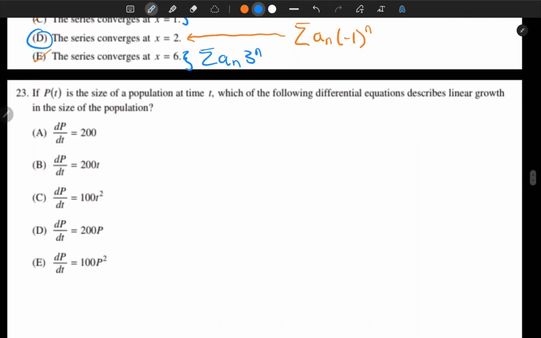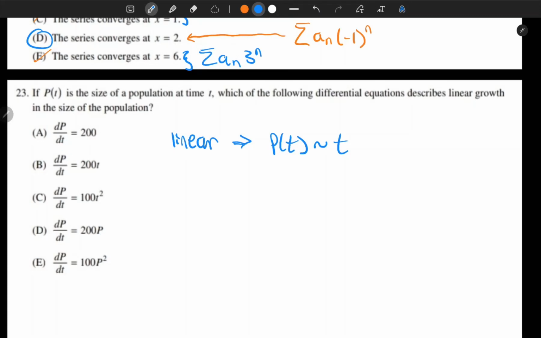Moving on. If P of t is the size of a population at time t, which of the following differential equations describes linear growth in the size of the population? Well, linear growth implies that P of t, the population as a function of time, goes as t. So which of the following differential equations, when solved, gives us P of t goes as t? Well, to solve for P of t, we just integrate each of these with respect to t.